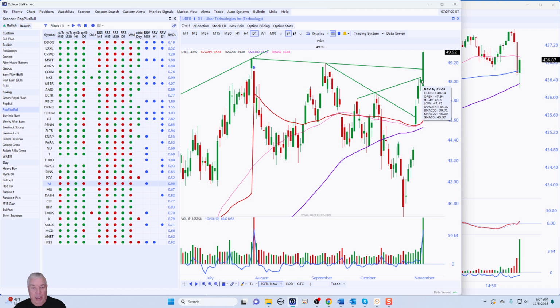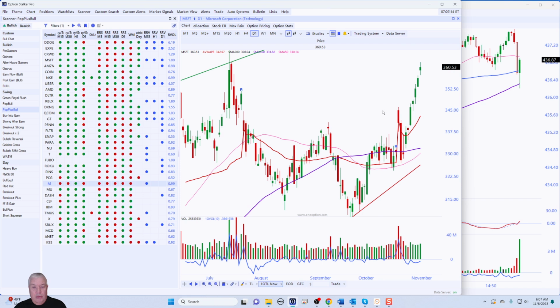Beautiful breakout on Uber. Got this breakout through the downward sloping trend line. Now we're challenging the high. Nice volume on that stock. Excellent. Microsoft. Really nice breakout. Here we also had a breakout through this downward sloping trend line. You can see the nice stacked green candles here. Horizontal breakout as well. I like Microsoft.